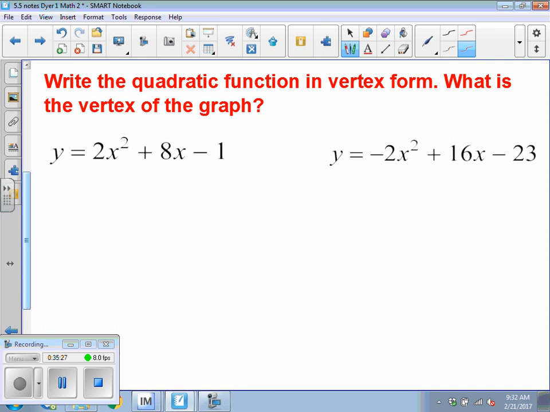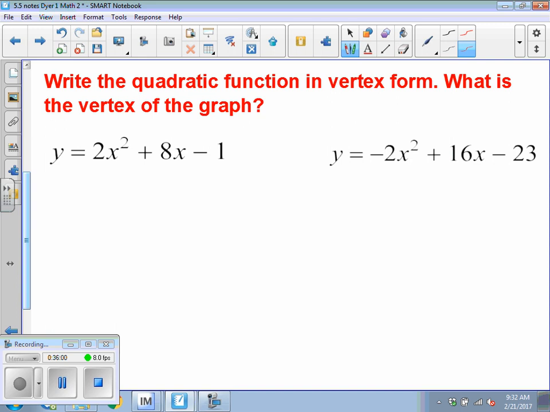Okay? And so we have y equals 2x squared plus 8x minus 1. First of all, there are problems with this that make it not a perfect square trinomial. First of all, there's something in front of x squared. We're going to have to take care of that. Second of all, once we take care of that, we'll see that this is not the correct c that makes it a perfect square trinomial. So this is what we do.